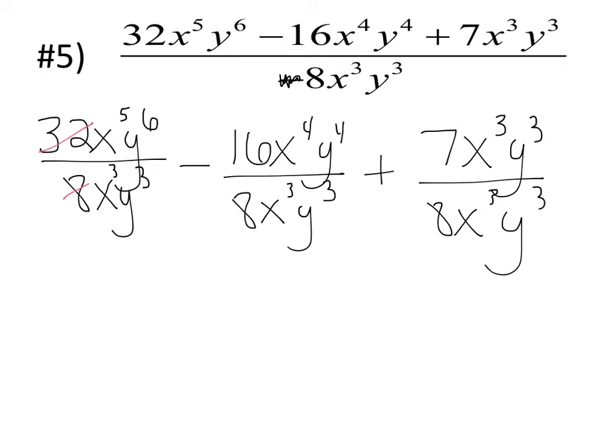32 divided by 8 is 4. 3 x's down here changes this to 2x squared. 3 y's down here changes this to y cubed. So you're left with 4x squared y cubed.